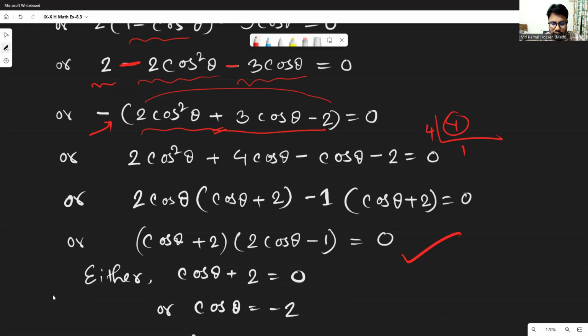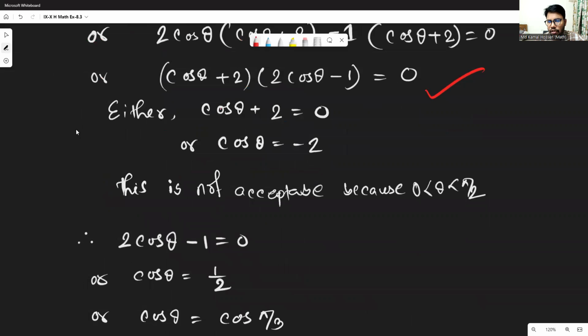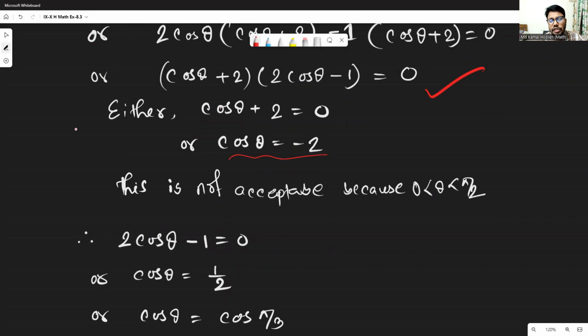Now consider the first factor equal to 0, cos theta plus 2 equals 0, cos theta is minus 2, which is not an acceptable value. As in the previous one, in the first quadrant, cos, sin, cosec, everything is positive. That's why this value is not acceptable. So now we can take the second factor, and this one is 0.